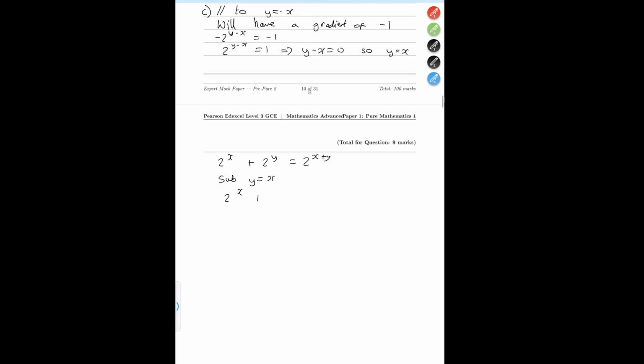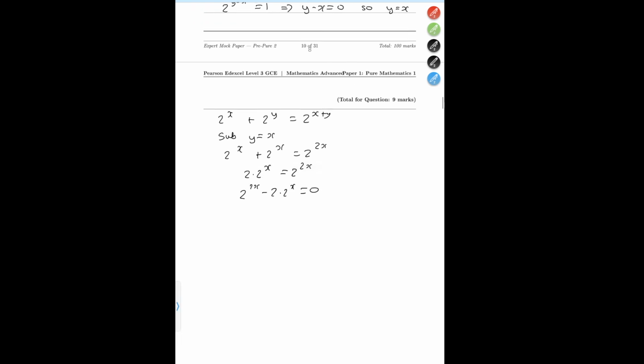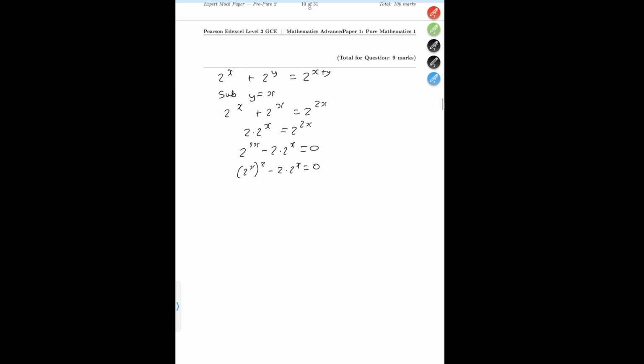So we get 2 to the x plus 2 to the x equals 2 to the 2x. So then we can say, well, that's 2 of 2 to the x equals 2 to the 2x. So we do 2 to the 2x minus 2 times 2 to the x equals 0. So you can kind of think of this as 2 to the x squared minus 2 of 2 to the x. So this is kind of like a quadratic, because what I can do here is I can factorize out a 2 to the power of x, and I can say 2 to the x minus 2 is equal to 0. Okay, so I've just factorized out.